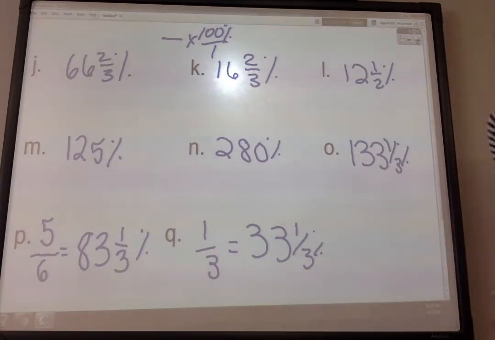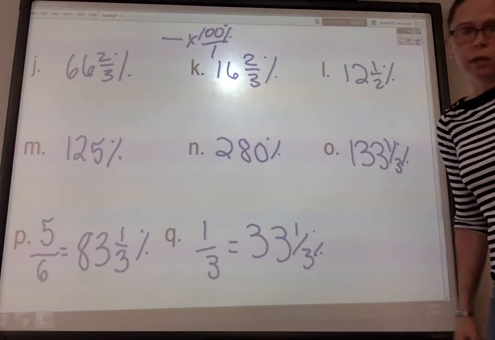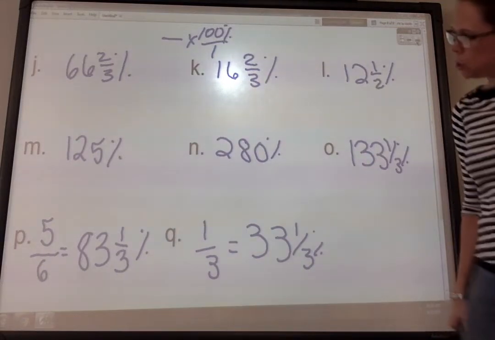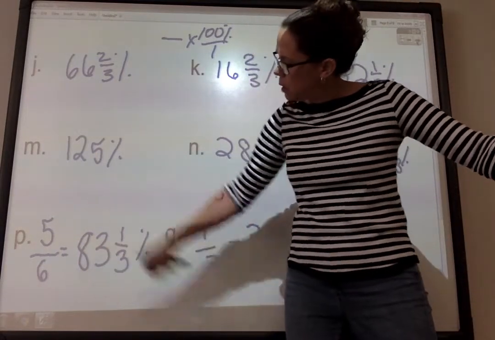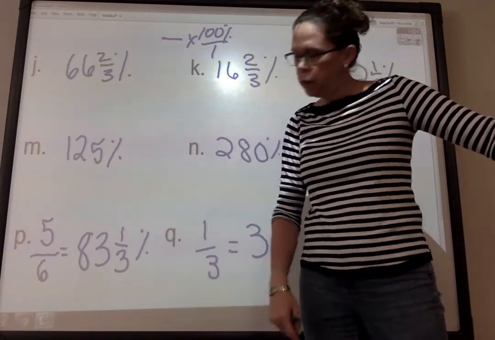33 1/3%. Okay, P says what percent of the rectangle is shaded? Well, the 5/6 of the rectangle was the fraction part that was shaded, so I took 5/6 times 100% over 1. I divided 500% by 6, and I got 83 1/3%.